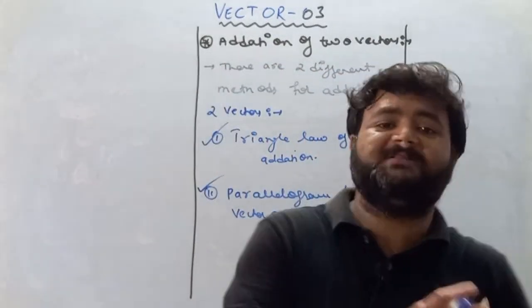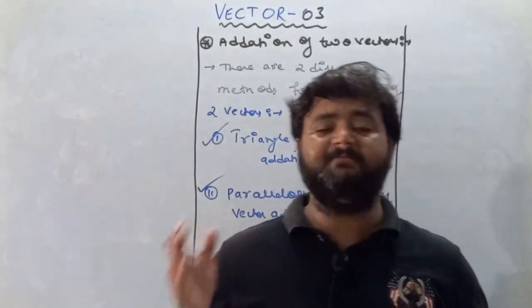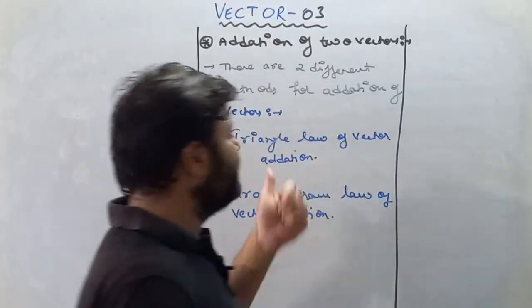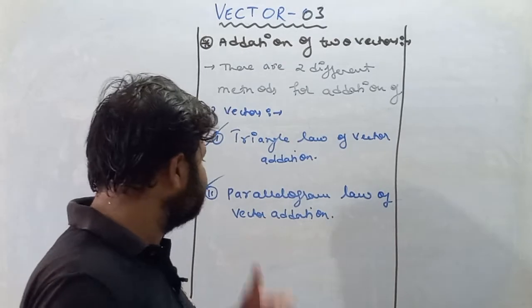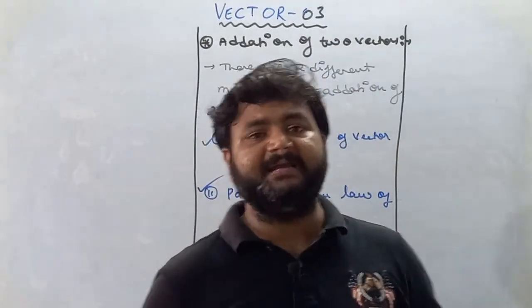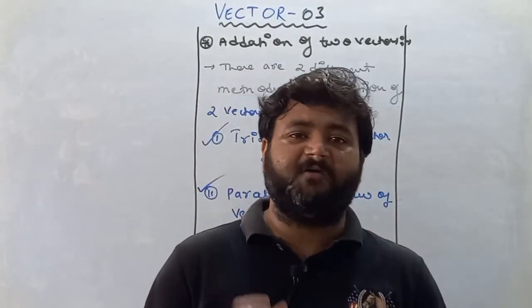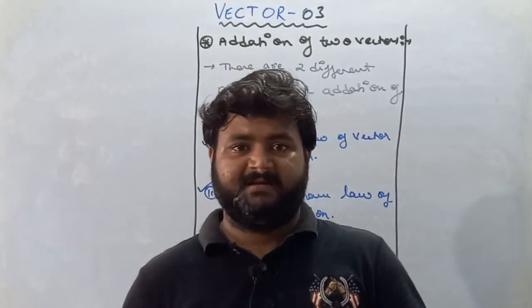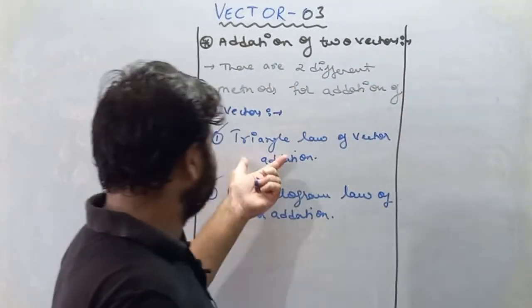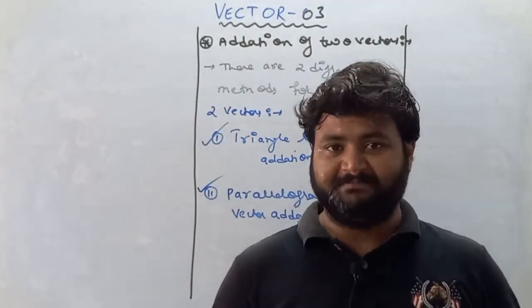We'll discuss both laws in two different manners. One is the graphical method for addition of two vectors, in which we will deal with the triangle law of vector addition as well as the parallelogram law of vector addition. Similarly, we'll opt for one more method, that is the analytical method for vector addition. There we'll again discuss the triangle law and the parallelogram law of vector addition.